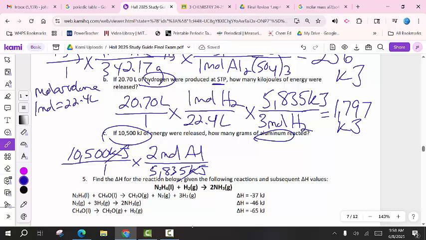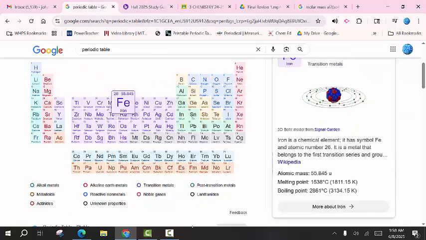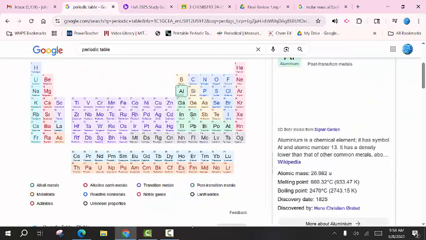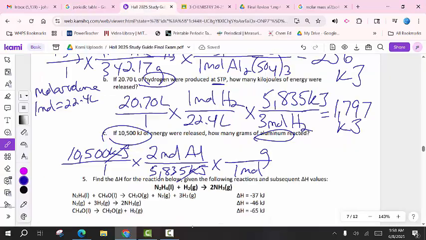And so this would give us how many moles of aluminum, but we want grams, so we're going to go one more step. And then we just need to look for the molar mass of aluminum, which is 27.0. So 10,500 times 2 divided by 5,835 times 27 gives me 97.2, and that would be grams of aluminum.